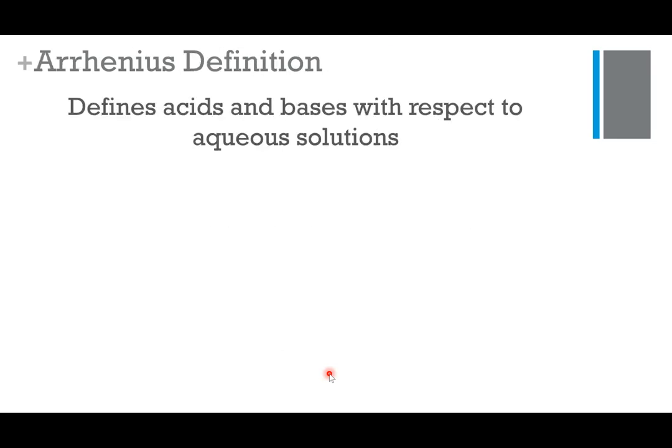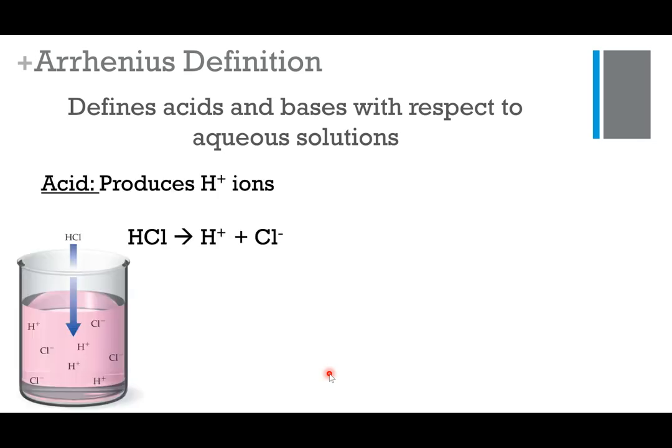So the Arrhenius definition defines acids and bases with respect to aqueous solutions. So right away, we can see the limitation of the Arrhenius definition: what if it's not dissolved in water? But for us, we'll dissolve everything in water, so we can stick to the Arrhenius. So the Arrhenius definition defines acids and bases when dissolved in water, in aqueous solutions.